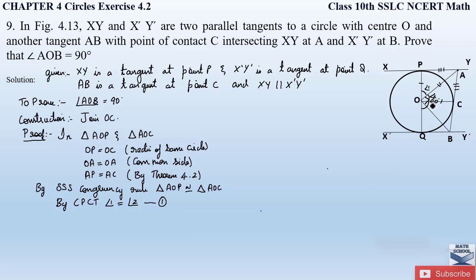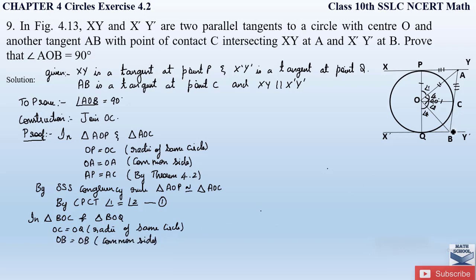Similarly, we will consider this as angle 3 and this as angle 4. By considering these two triangles BOC and BOQ, we will prove that angle 3 is equal to angle 4. So in triangle BOC and triangle BOQ, the sides OQ and OC are radii of the circle, so OC is equal to OQ, radii of the same circle. Then side OB is common to both triangles. Therefore OB is equal to OB, common side.